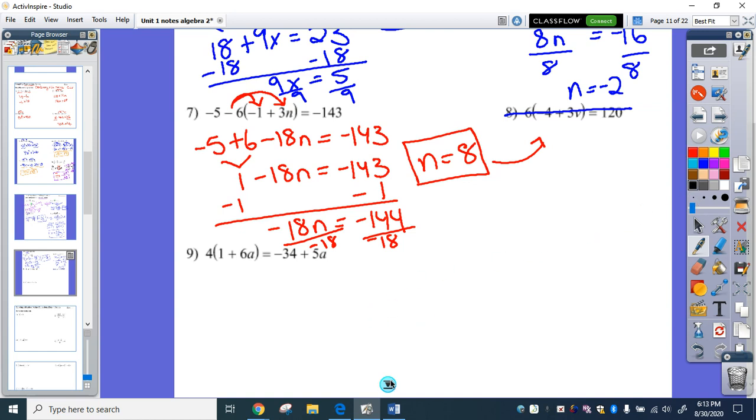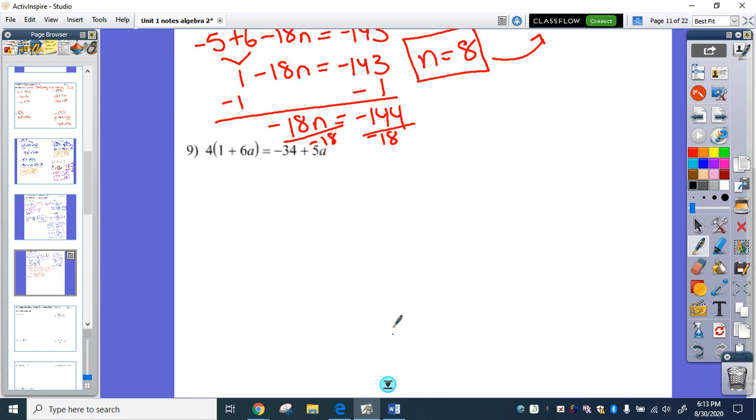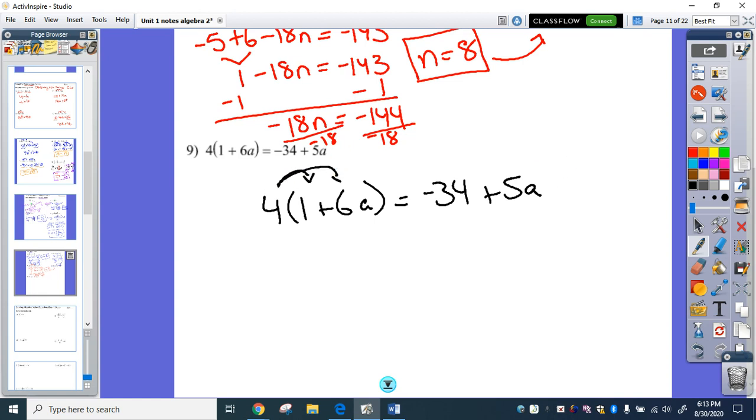So the last one we need to do is the one with variables on both sides. I'm going to rewrite it a little lower so we have some room to work. So we got negative 34 plus 5a. So let's go ahead and distribute the 4. And my apologies, y'all, if you heard the puppy in the background. So 4 times 1 is 4. 4 times 6a is going to be 24a. And then bring down your negative 34 plus 5a.